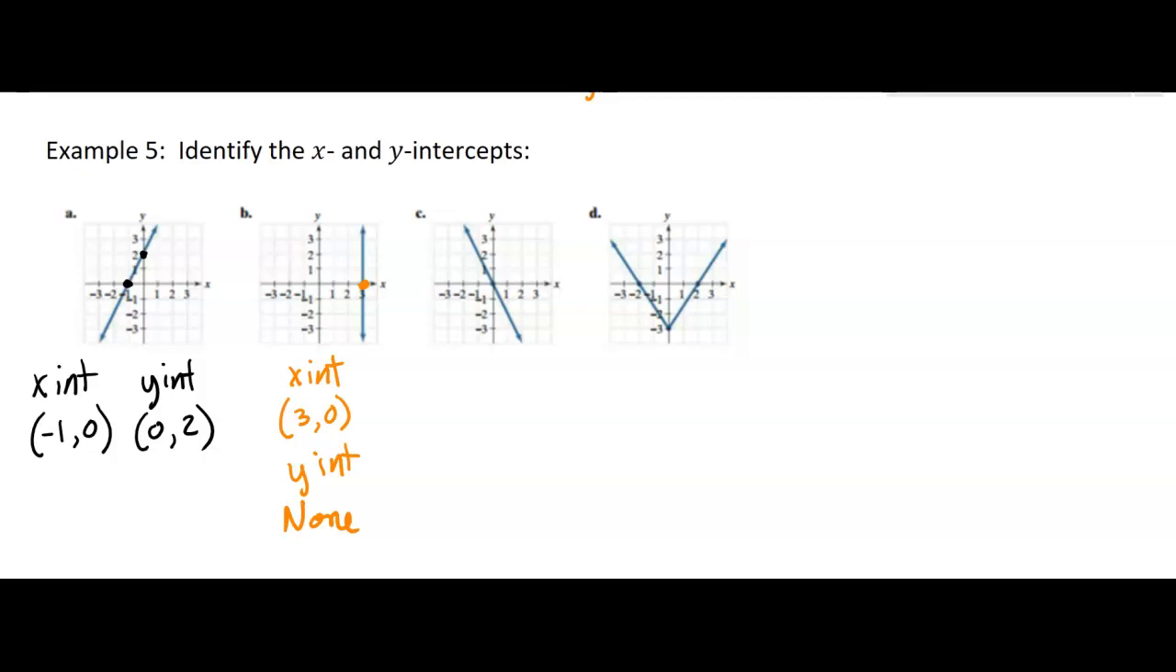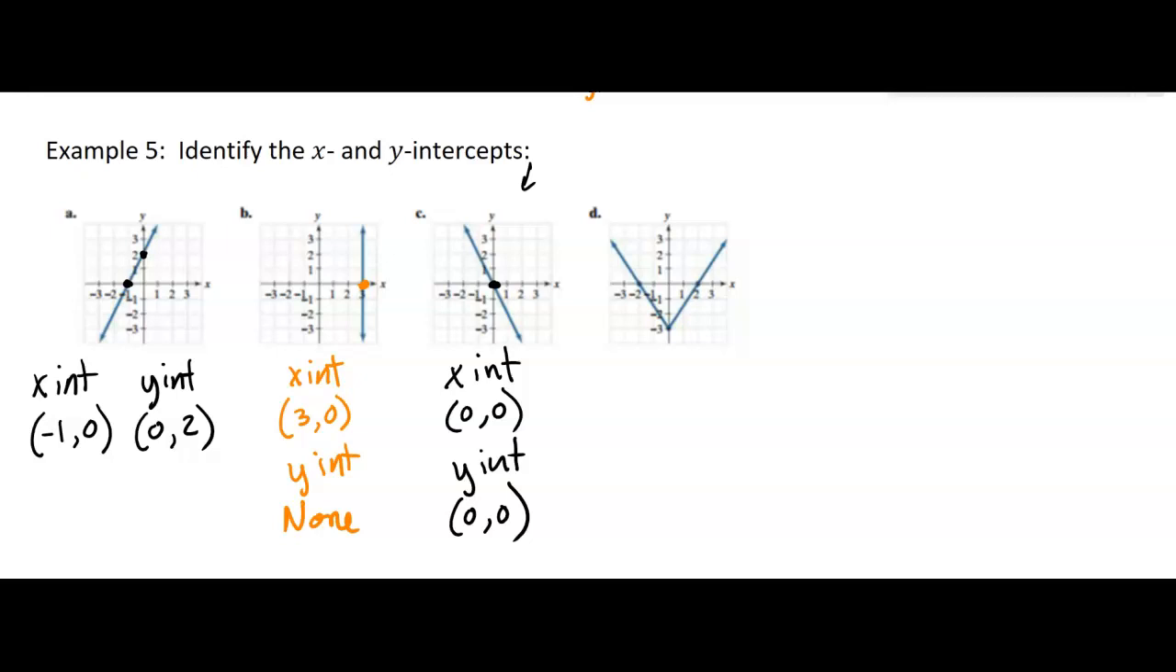Now what about this C? Well, where's it crossing the x-axis? It's going right through the origin right there, right? So the x-intercept is 0, 0. The y-intercept is also 0, 0. So when it goes through the origin, that's both the x-intercept and the y-intercept.